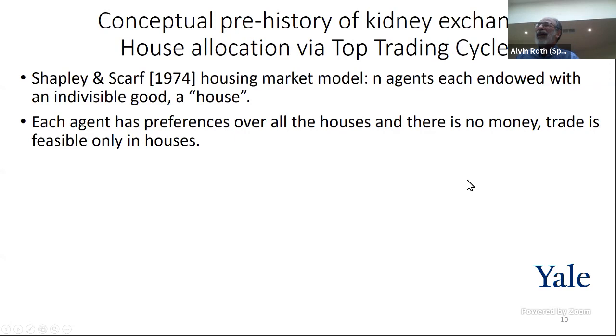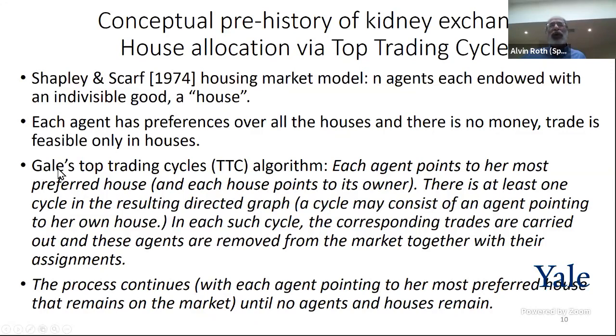And after a long complicated fixed point argument, they conclude their paper by saying, after we made this long complicated fixed point argument, David Gale showed us a really simple algorithm. So you have everyone point to the house that he likes best. Each house points to its owner. There has to be at least one cycle because eventually someone must point to a house that's already been pointed to. And that's the top trading cycle.